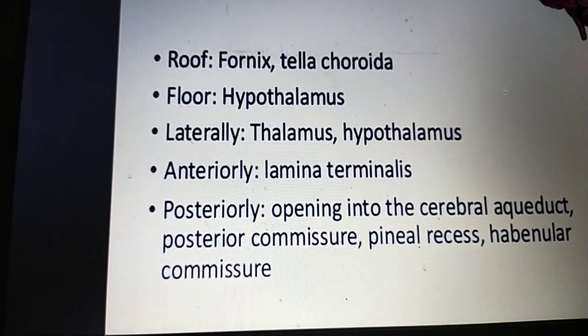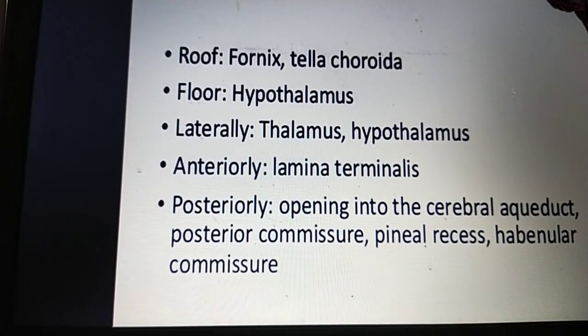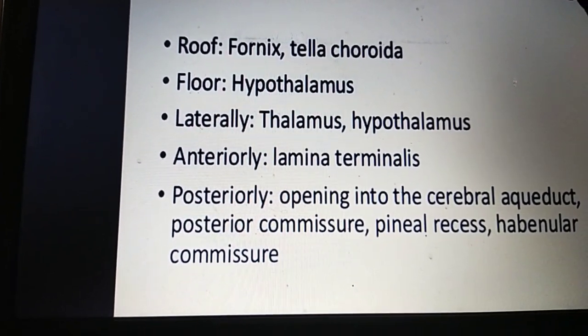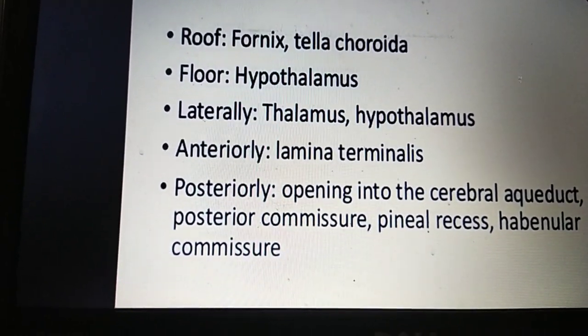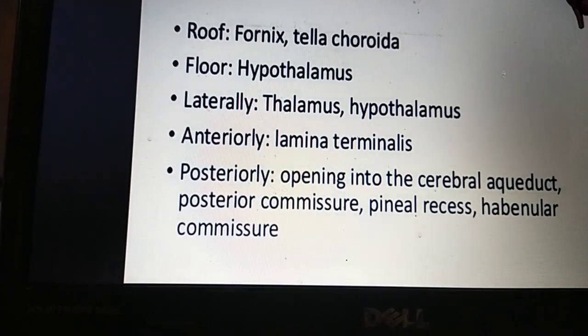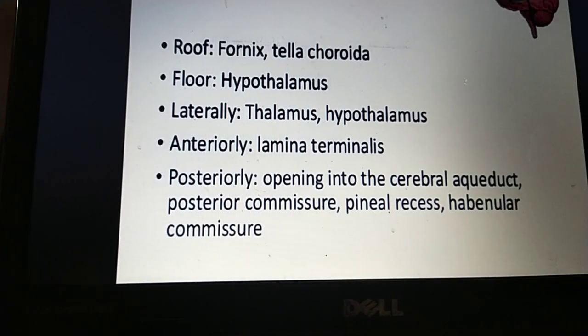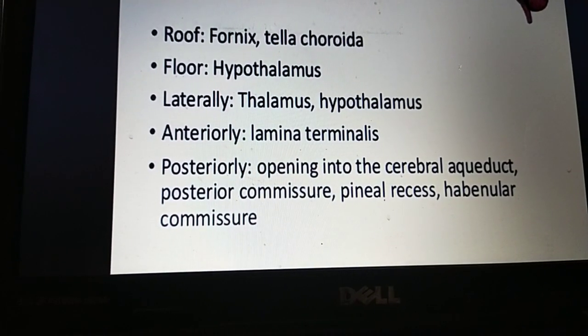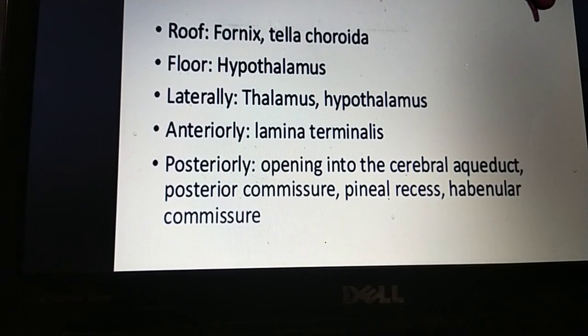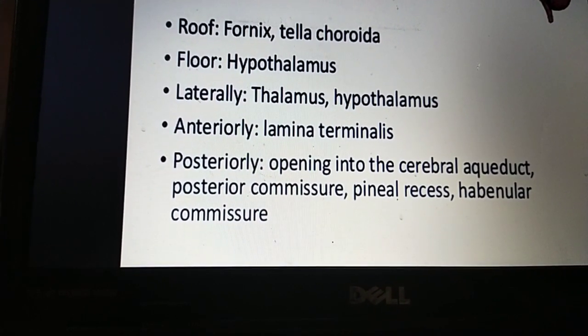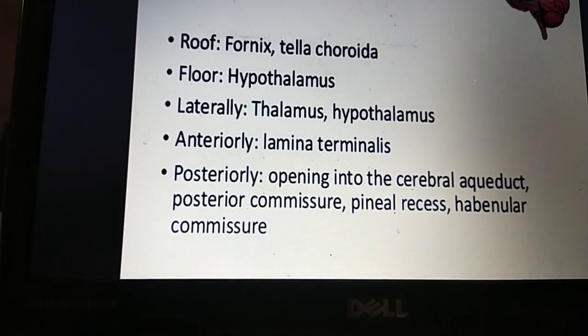You can see it like this. The roof is fornix and tela choroidea. Floor is hypothalamus. Laterally thalamus and hypothalamus. Anteriorly lamina terminalis. Posteriorly opening into the cerebral aqueduct, posterior commissure, pineal recess and habenular commissures.